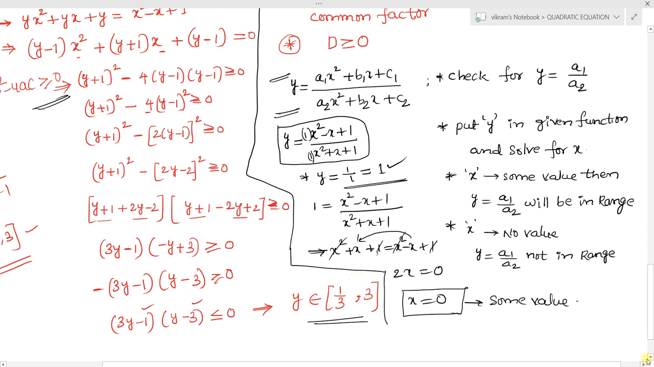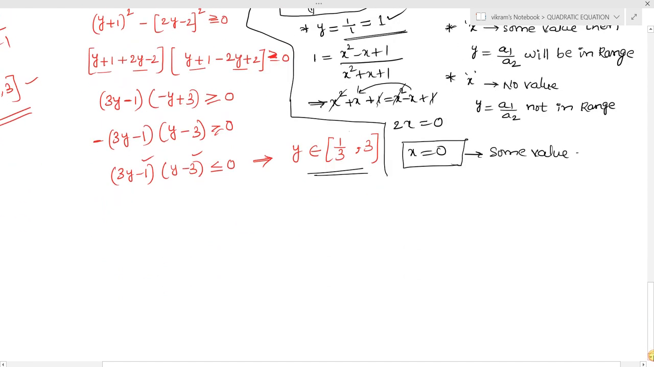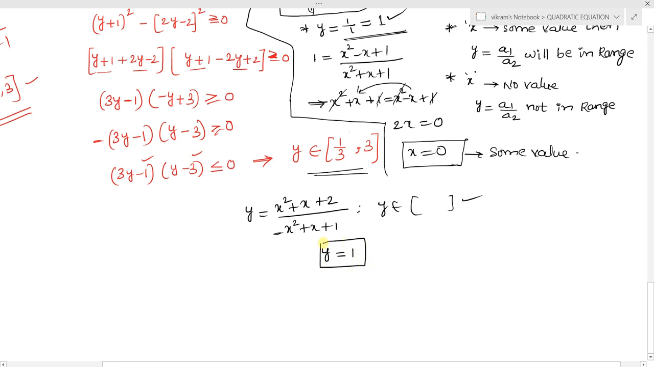Now check for another condition. If we have y equals x square plus x plus 2 by x square plus x plus 1, this is the function, and we obtain some range for y. After obtaining that, check for y equals a1 by a2, that means coefficient of x square in the numerator by coefficient of x square in the denominator. 1 by 1, we are getting y equals 1.